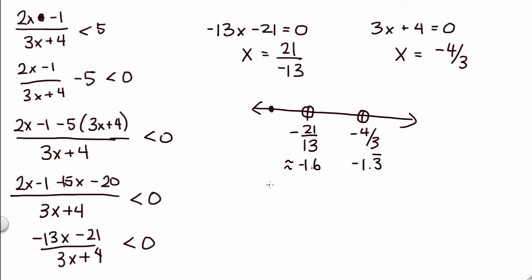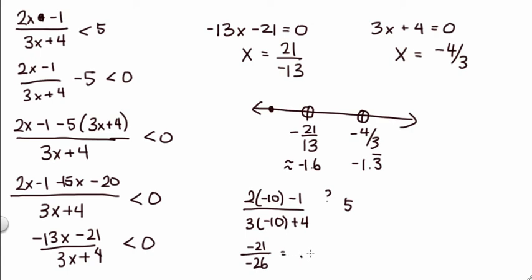So if I pick something all the way out there as my test point, let's say negative 10, and we'll plug it into the original: 2 times negative 10 minus 1 over 3 times negative 10 plus 4. And we want to know how is that compared to 5. So this is, let's see, negative 20 minus 1. So we have negative 21 over negative 30 plus 4, which is negative 26. Right? So we have a positive value, and this is 0.84. So 0.84 is less than 5, so this area is true.